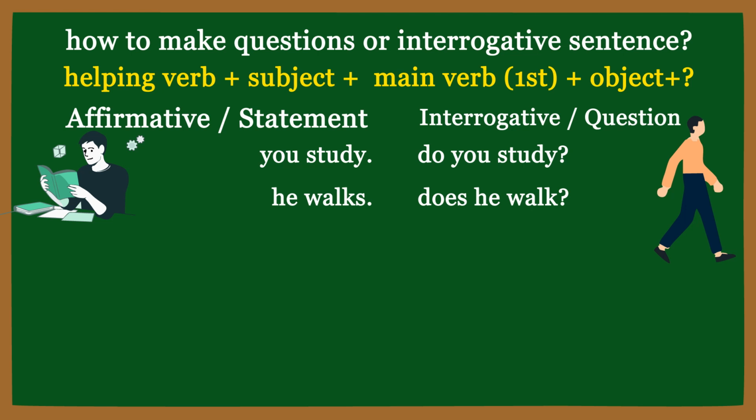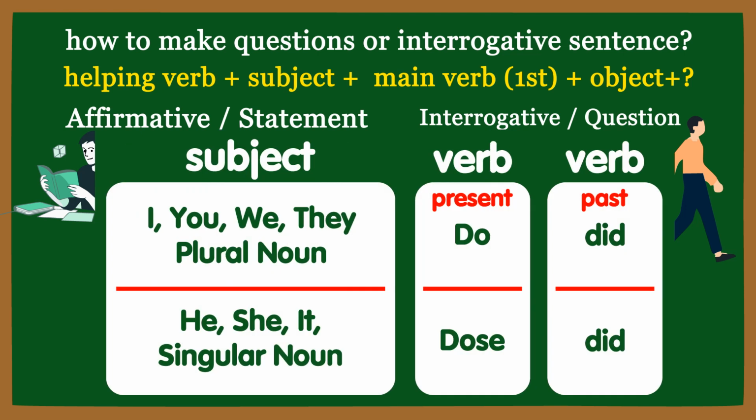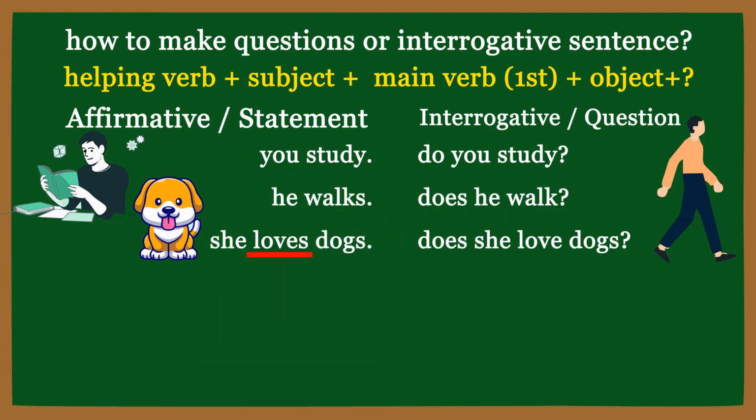Let's take another example. She loves dogs. The question is, does she love dogs? Now we are going to use does, because he, she, it, singular noun, remember, and notice what's happened to loves. We use love, the first form.